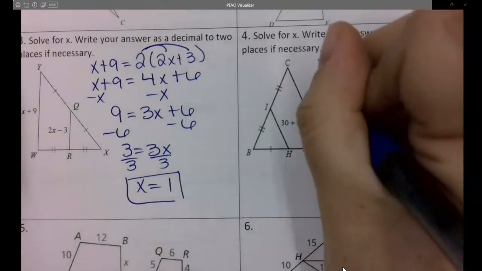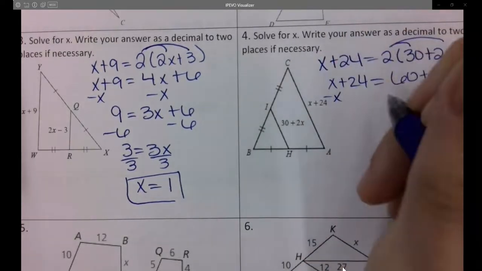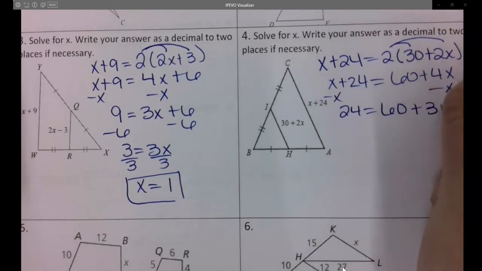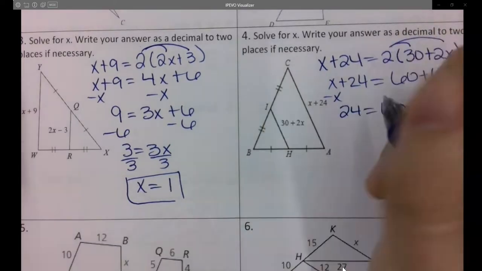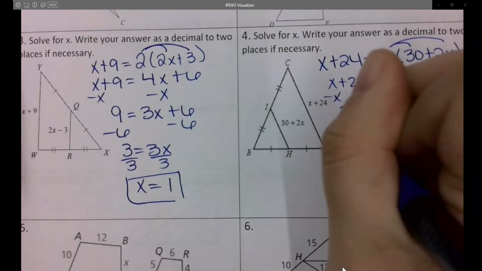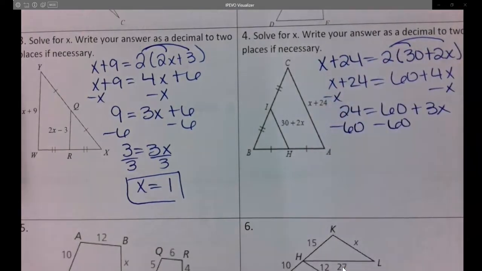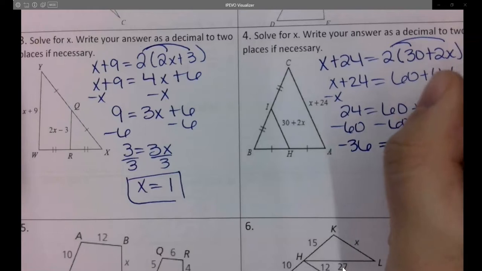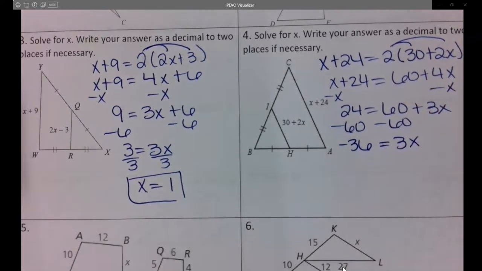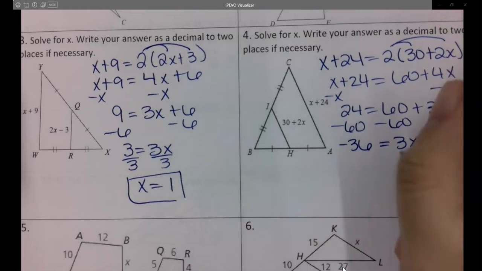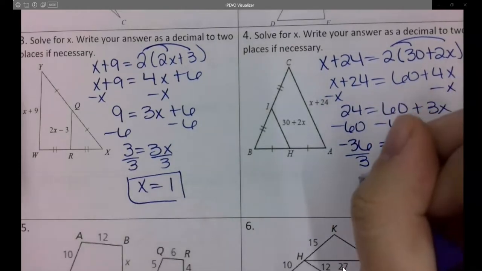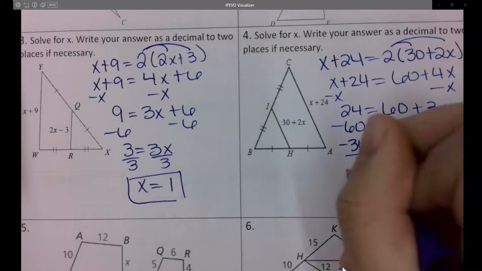Then I want to go ahead and subtract x on both sides. That gives me 24 equals 60 plus 3x. Then I want to go ahead and subtract 60 on both sides. 24 minus 60 gives me negative 36. If I need to use a calculator, I can. And then I have it equaling 3x. Then I want to go ahead and divide both sides by 3, which will give me negative 12.